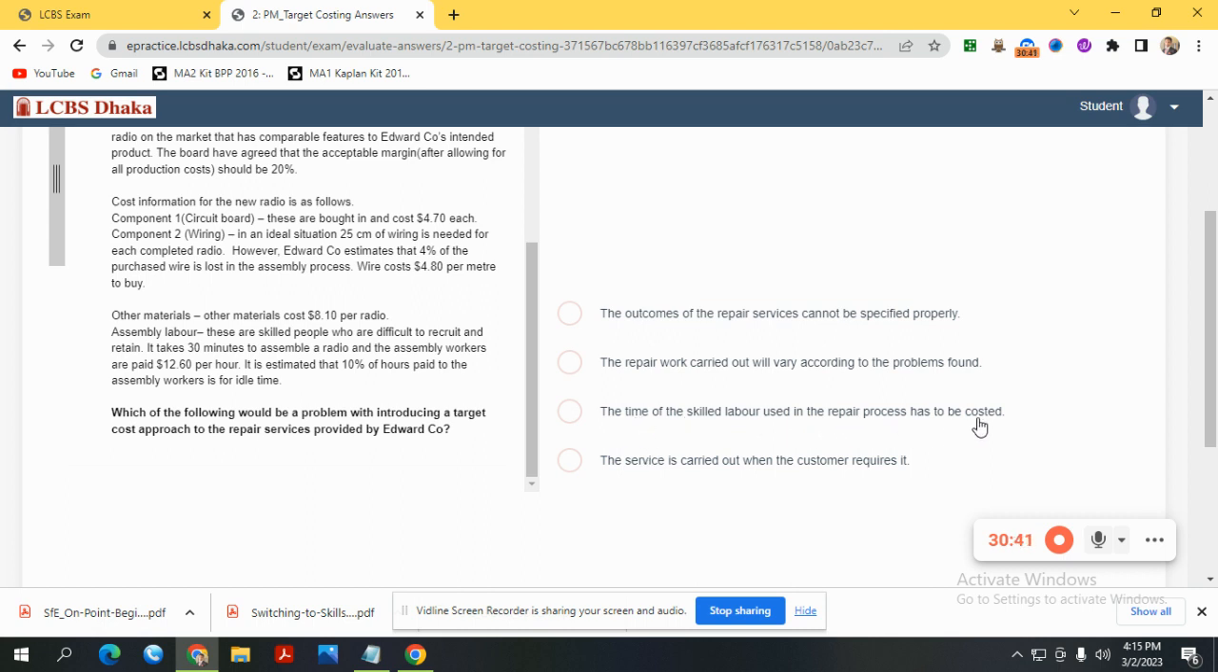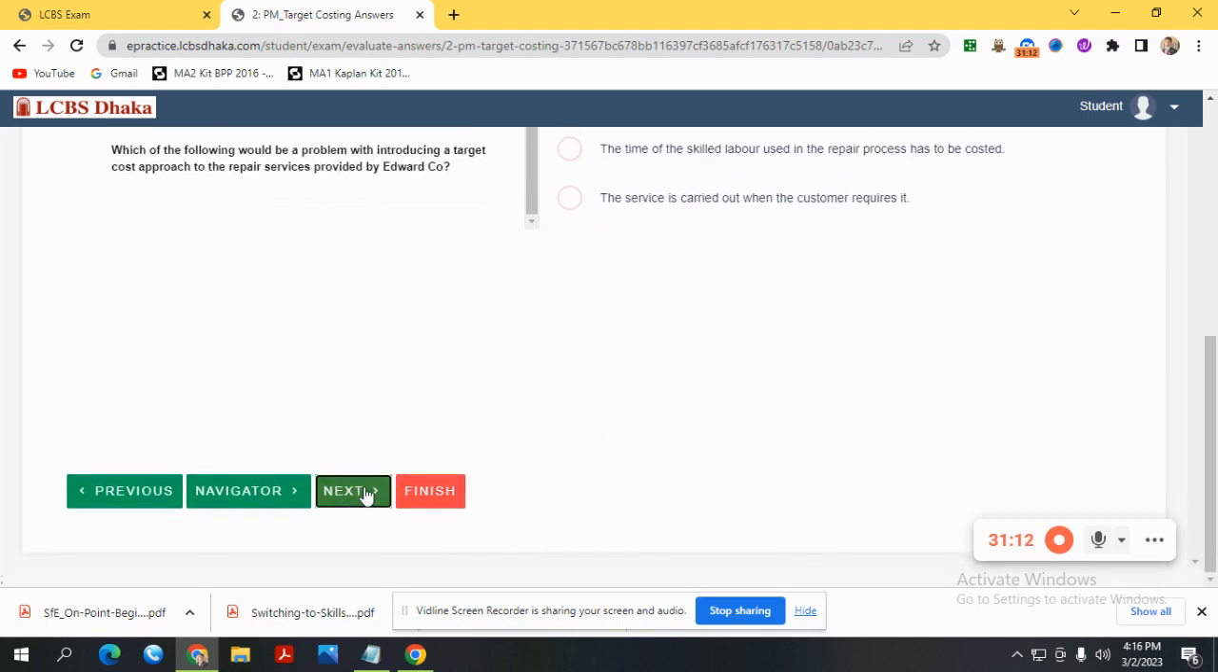The time of the skilled labor used in the repair process has to be costed. Of course that has to be costed, but that is not the challenge. The services carried out when the customer requires it, this is also not a big challenge when it comes to costing. So one of the big issues with costing in the service industry, and repairing is a service industry, is that every service is different. So setting a target cost for each different job is a very big challenge. So that's basically it.